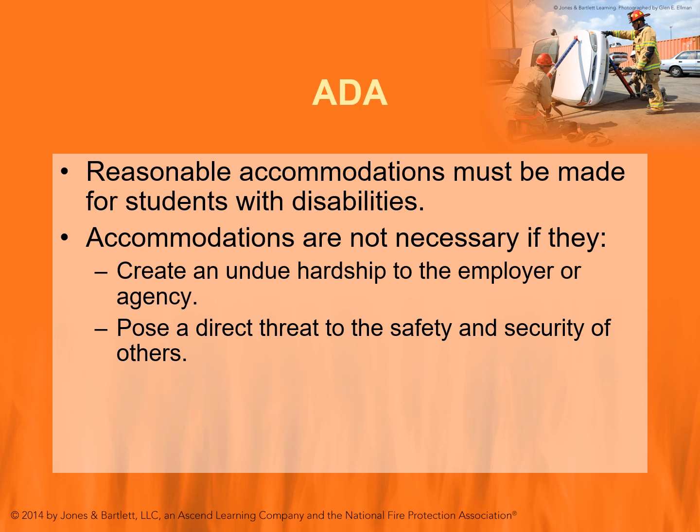Under the ADA, reasonable accommodations must be made for students with disabilities. The accommodations are not necessary if they create an undue hardship to the employer or the agency, or if they pose a direct threat to the safety and security of others. So these are the two things that you keep in mind, and you don't have to make reasonable accommodation if these two things pose a problem to the situation. However, we should make every reasonable accommodation that we can to help these folks learn.